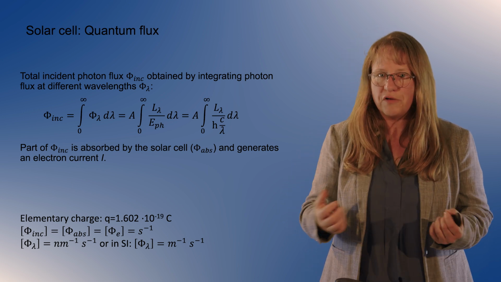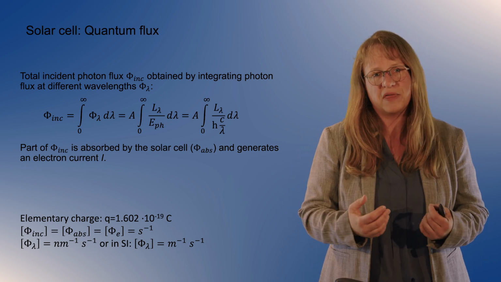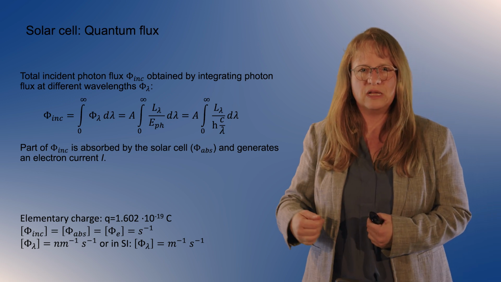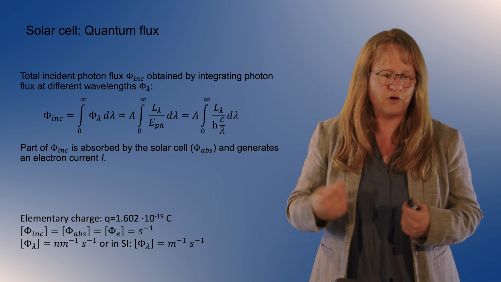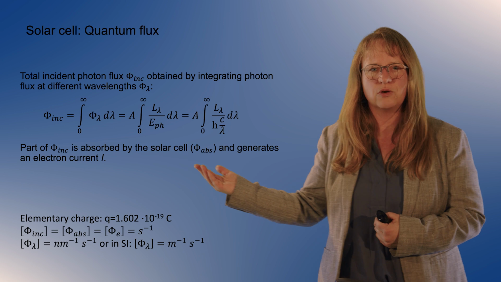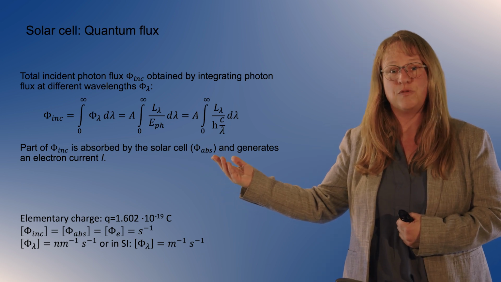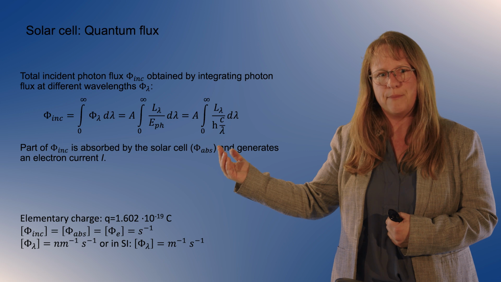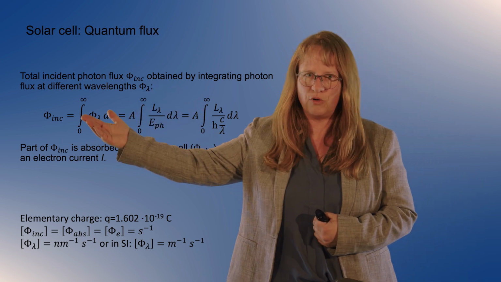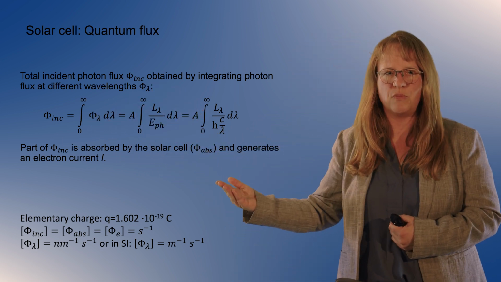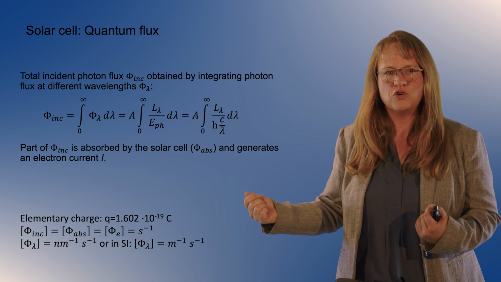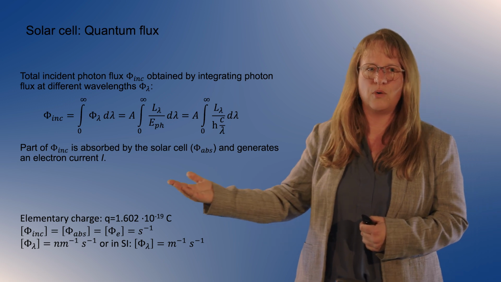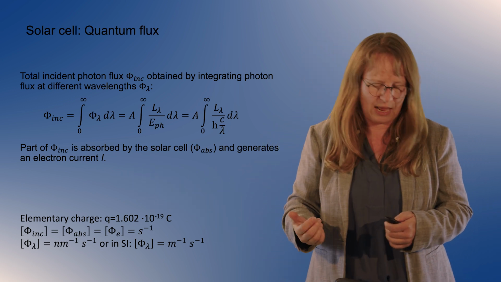Of course, not all of these photons need to be absorbed by the solar cell, so only a part of the photons is absorbed, and this part I call phi ABS for absorbed. So phi ABS is the absorbed number of photons. So we have an incident number of photons and we have an absorbed number of photons. And then these photons generate an electron current I in amps, in ampere.